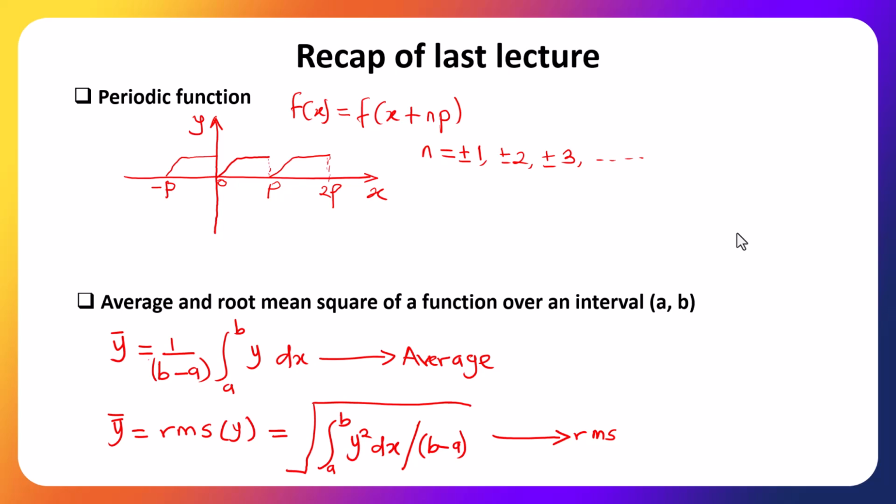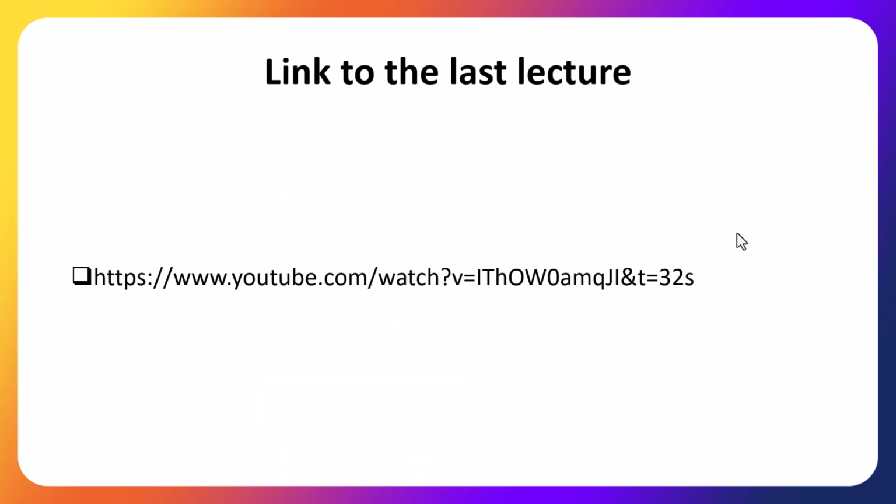Also, we have expressed the average and root mean square of a function f of x over an interval a comma b as y bar equals 1 over b minus a, the integral from a to b of y dx, and y bar equals the square root of the integral from a to b of y squared dx over b minus a.